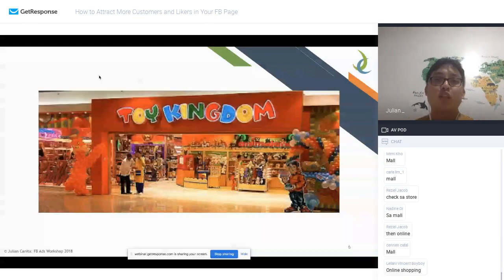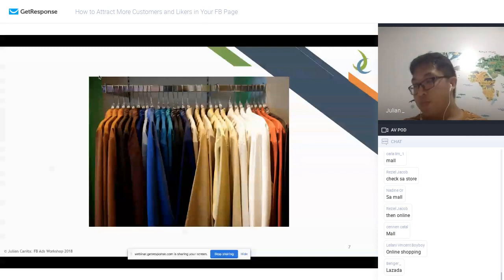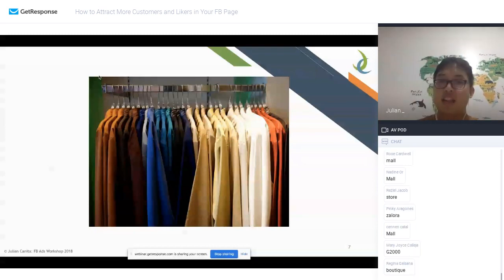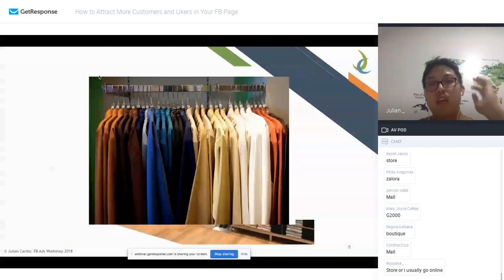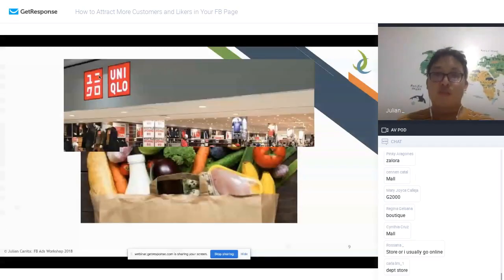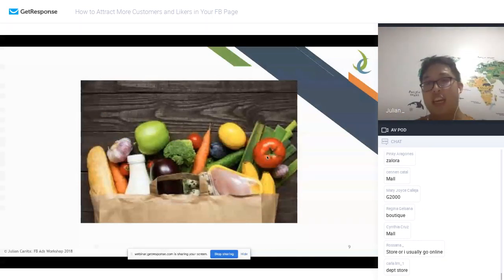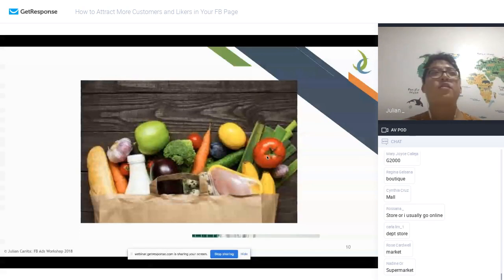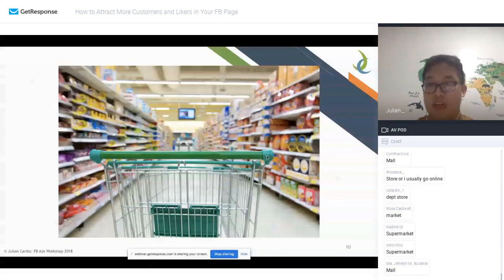Next, I want to buy polo shirts, so I look good. Where would I go? Mall, Zalora. Yes, I would go to Uniqlo. Your favorite, go to Uniqlo. If I want to buy groceries, broccoli, carrots, tomato, we know that, I'd go to a grocery store.